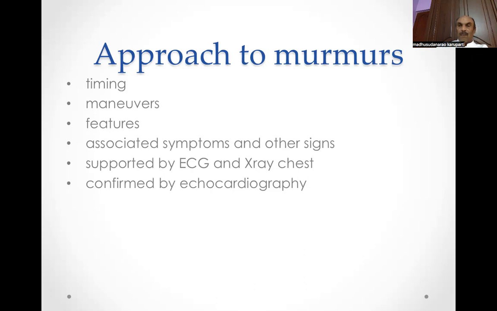Say, for example, you appreciate a pansystolic murmur at the left lower sternal edge with precordial bulge, etc. There are symptoms of recurrent cough and features of congestive heart failure like exertional dyspnea, etc. You think your provisional diagnosis is a ventricular septal defect, and it should be supported by ECG and X-ray chest and should be confirmed by echocardiography.